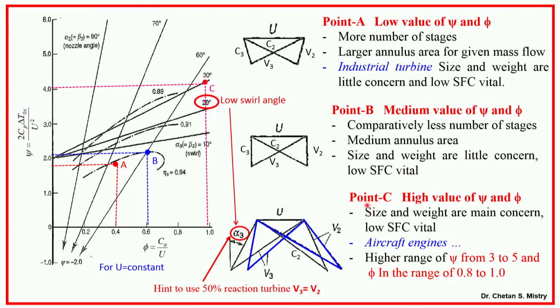Now, let us move towards point C. If we look at, we are having higher range of flow coefficient, we are having higher range of loading. What is happening under that condition? Our annulus area will be lower. What it means, especially when we are talking in terms of size, compactness and weight are the criteria. Under that condition, this design or this selection of criteria is important. So, mainly for aircraft engine, they are selecting the loading coefficient in the range of 3 to 5 and flow coefficient in the range of 0.8 to 1.